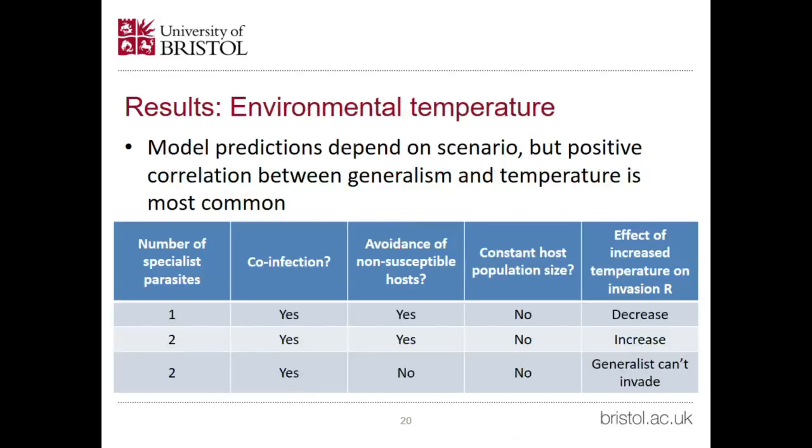And then for the temperature, the model predictions, here you can see some examples of the types of scenarios that we looked at: whether co-infection was allowed, whether the parasites themselves can avoid non-susceptible hosts, and constant host population size. We have a long table of the different scenarios we looked at, and we could get different results depending on the scenario.